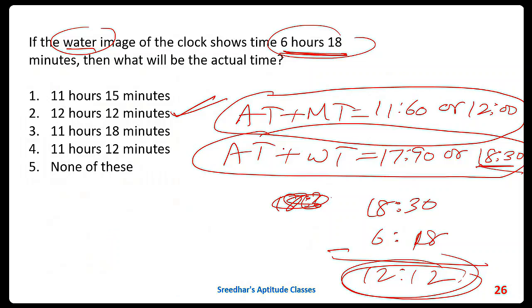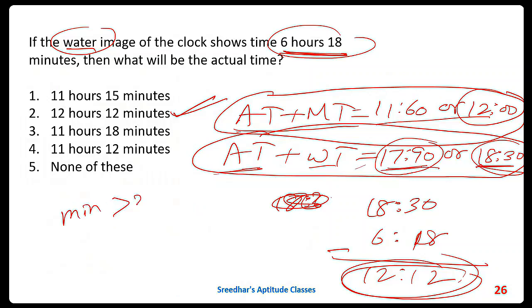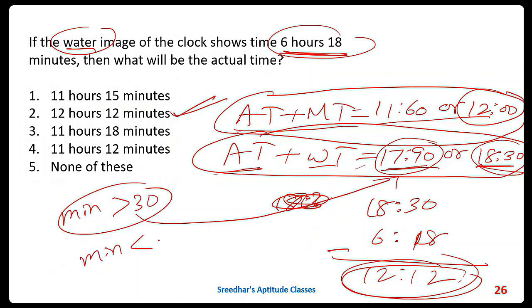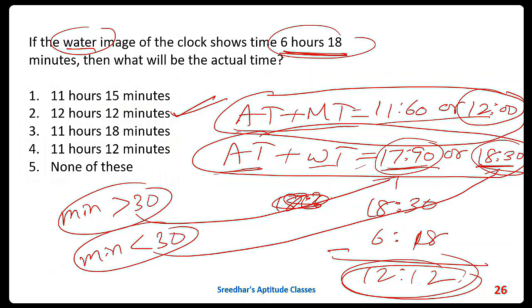Sandhya is asking me to repeat. You just have to follow this concept. In the case of actual time and mirror time, the sum should be 12. In the case of actual time and water time, the sum should be 18:30 or 17:90. When do we subtract from 17:90? If minutes are greater than 30, we subtract from 17:90. If minutes are less than 30, we subtract from 18:30. So here 6:18, that means minutes are less than 30. 18 is less than 30, right? So therefore I should subtract from 18:30.